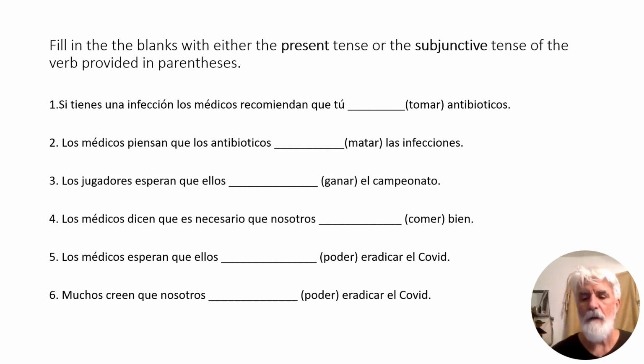Also, if you desire or want something, I want you to come over at 6. So in that second clause, that verb come would be in the subjunctive. I want you to come. Okay, or I don't want you to come.